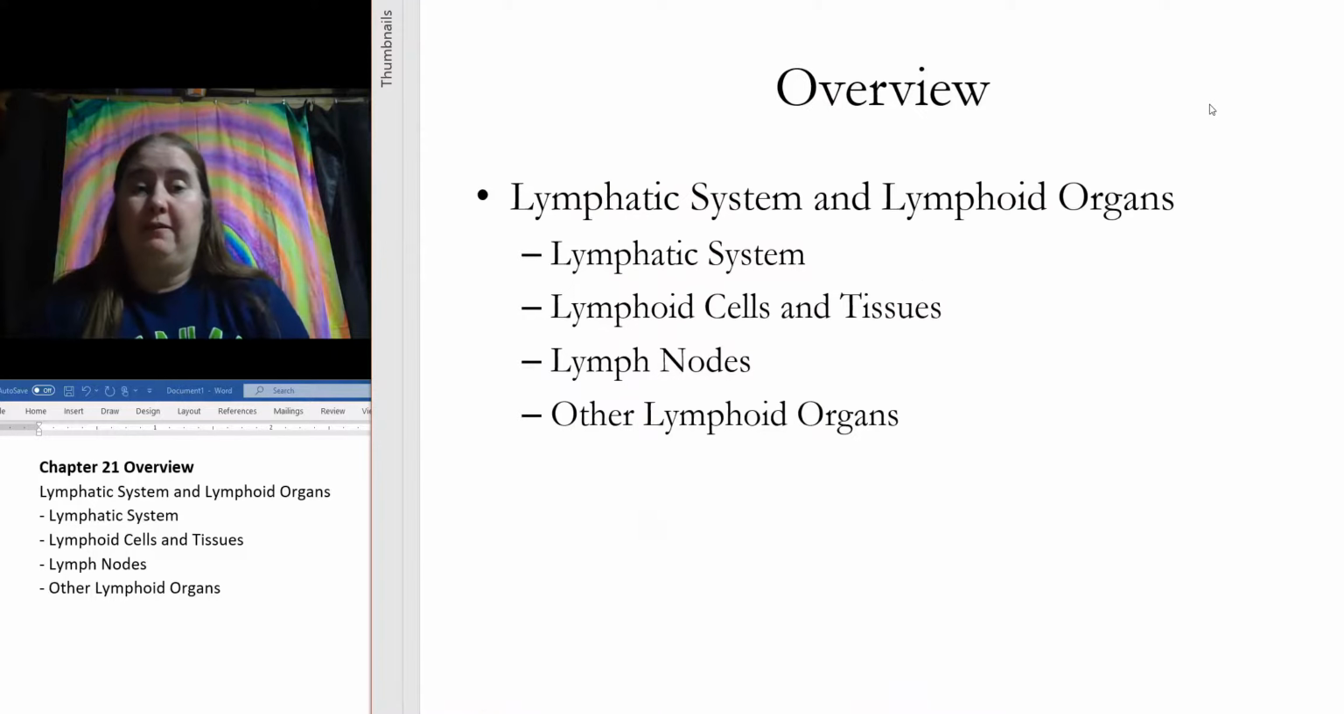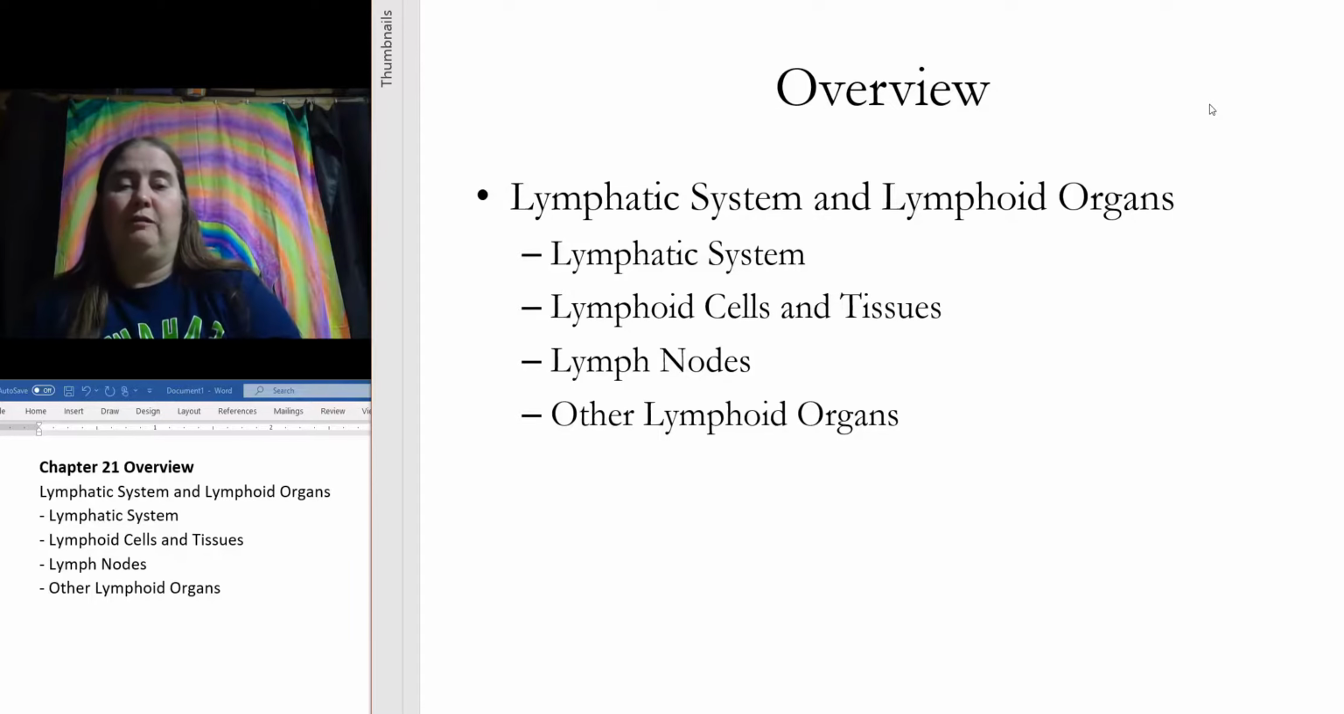So the plan for this lecture is to literally go over the entire lymphatic system and lymphoid organs. What that means is we'll talk about the lymphatic system and the breakdown of what it is and how it functions. We'll talk about lymphoid cells and tissues, then lymph nodes, and then we'll end with other lymphoid organs.